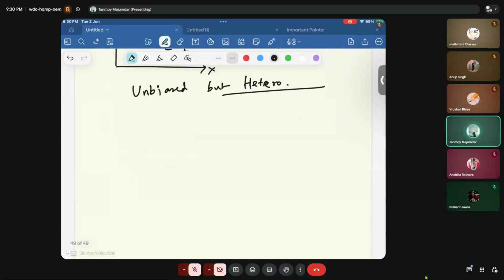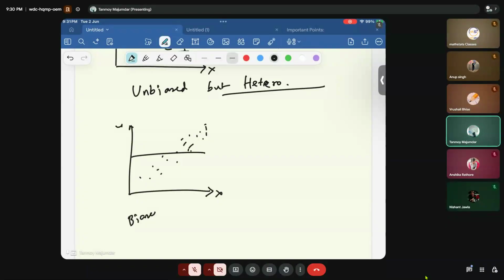Okay, another diagram. If you look at things through diagrams, you will remember them. So x and y, suppose this is biased and homoscedastic. I hope you understand why it is homoscedastic, because the range, the variation, is the same everywhere. But the mean is not 0, the mean will not come 0. So this is biased and homoscedastic.